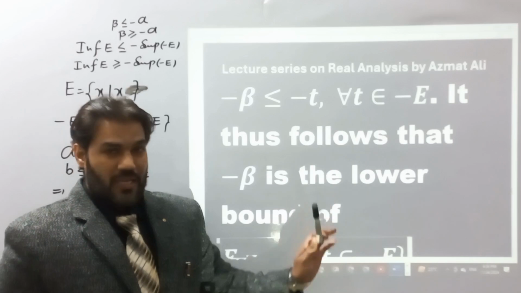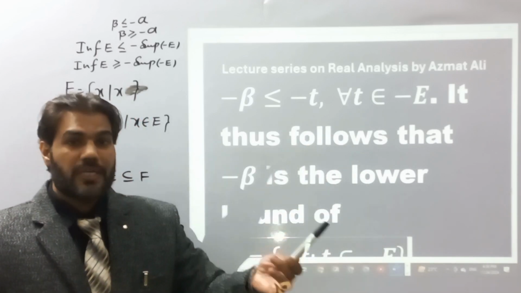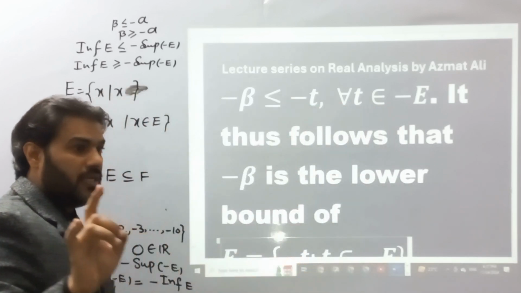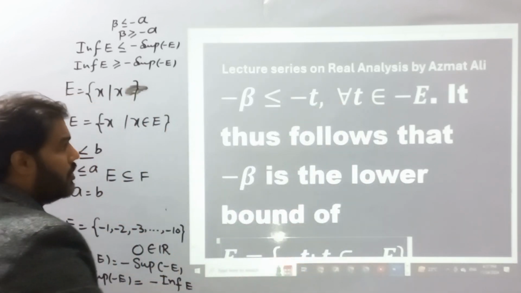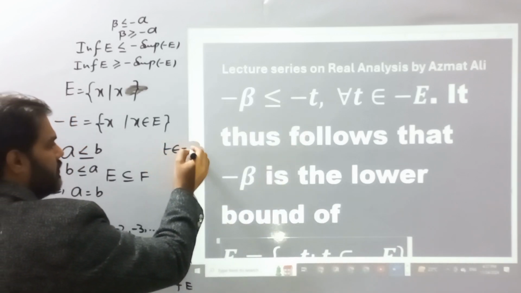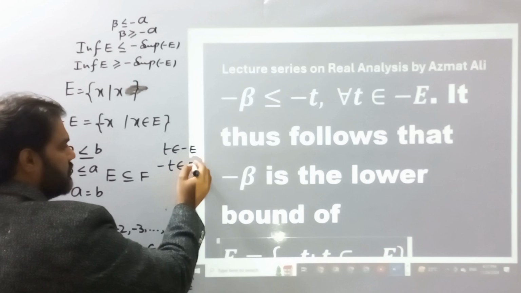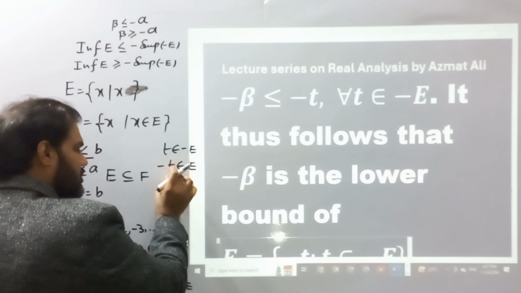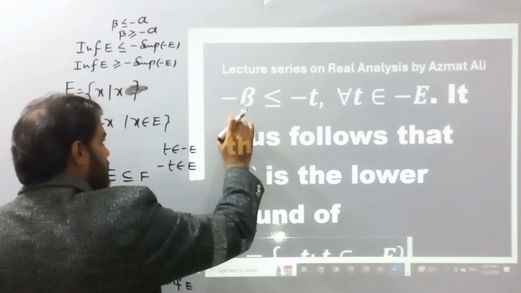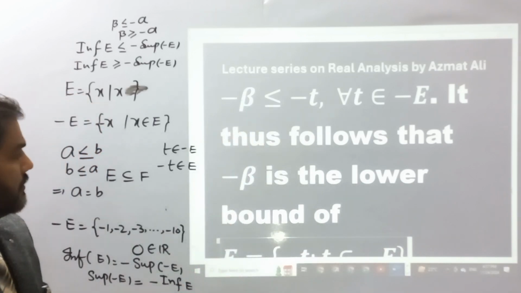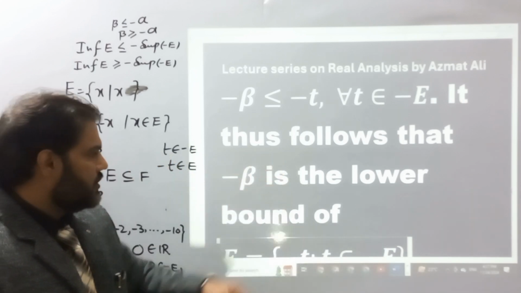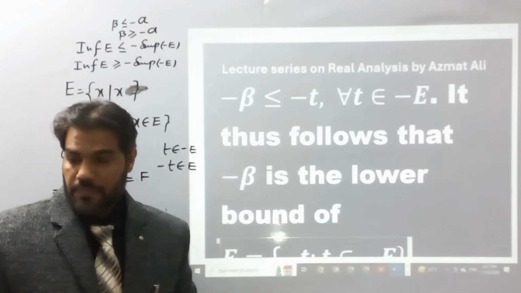As T is an element of minus E, minus T will be an element of the set E. T belongs to minus E, so minus T is an element of E. Now minus T, which is an arbitrary element of the set E, is greater than or equal to minus beta, then minus beta is called a lower bound of the set E. Thus, it follows that minus beta is a lower bound of the set E.